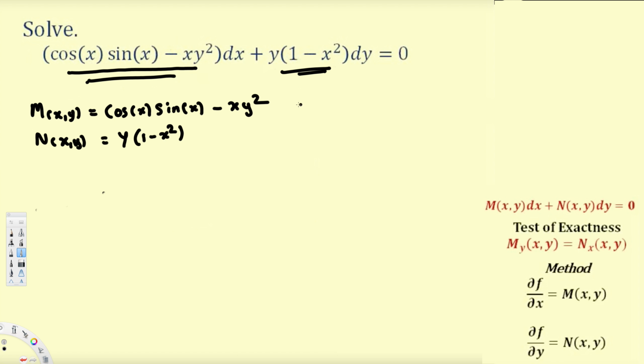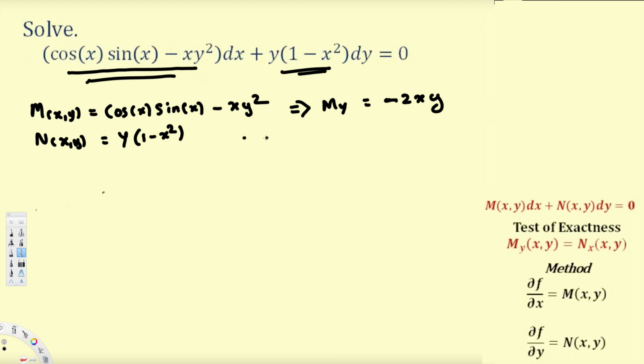Now let's find the derivative of M with respect to y. If we take the derivative with respect to y, we treat x as a constant. So cos x sin x is going to be constant, and its derivative is going to be 0. Here we have y square, and the derivative of y square is 2y. Since we have the negative, this is going to be negative 2xy.